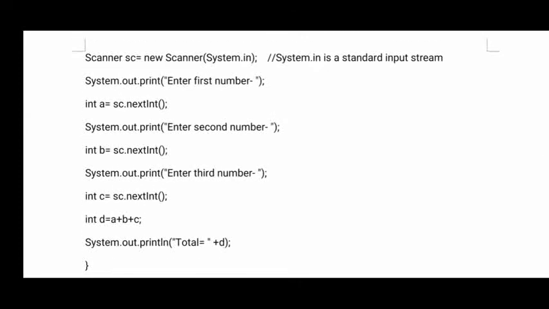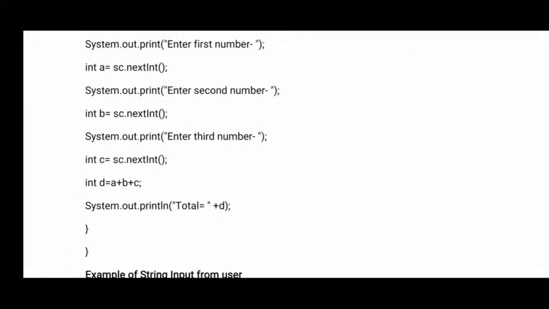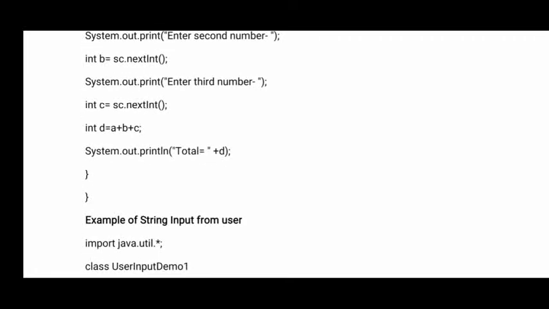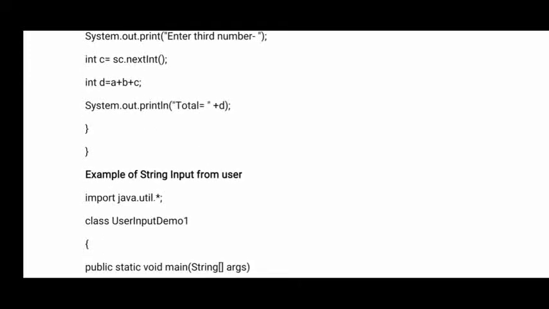Okay, nextInt. So whatever value is there in sc, we are implementing the nextInt method so that it converts the value into an integer, and that is stored in a. Now you see, second, we are giving a prompt to enter the second value. Now again that is also converted into an integer and stored in b. Again we are giving a prompt to enter the third number. Again that is also converted into an integer. Next we are calculating d equals a plus b plus c.